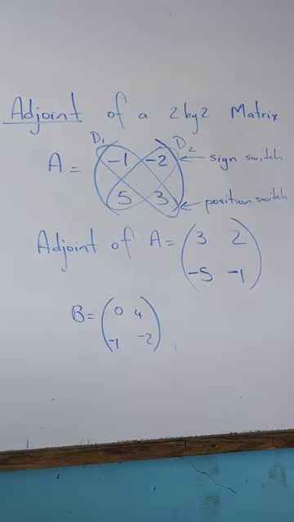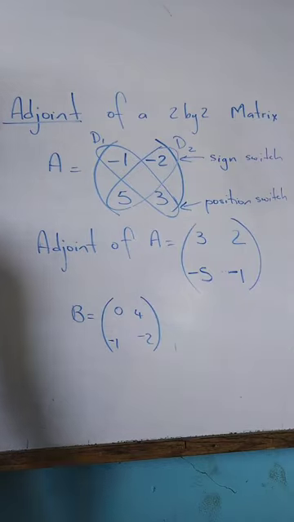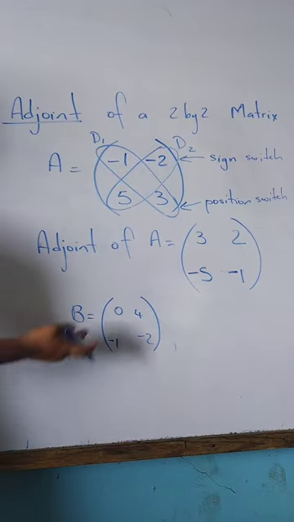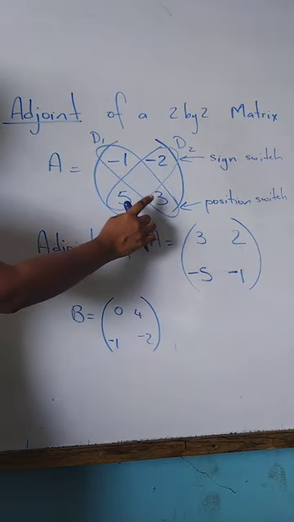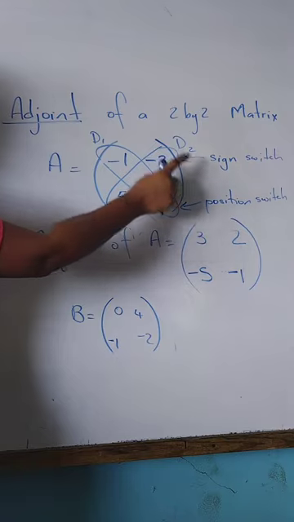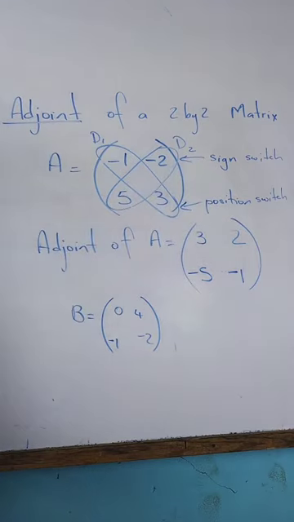So are you ready to do one on your own? Let's look at matrix B. Can you find the adjoint of matrix B? Remember to pay attention to your diagonals. What do you change? Diagonal 1, what is changed? Diagonal 2, what is changed? Go ahead and complete matrix B.